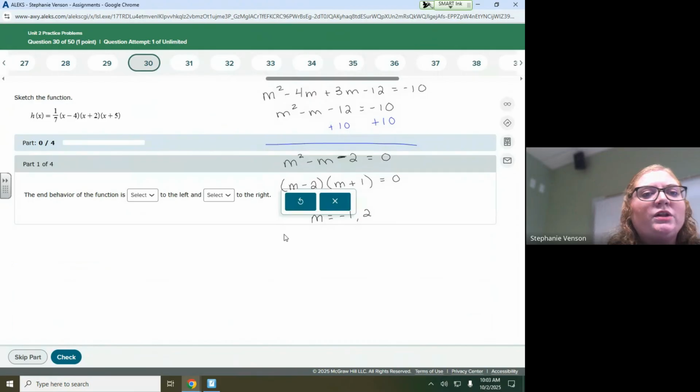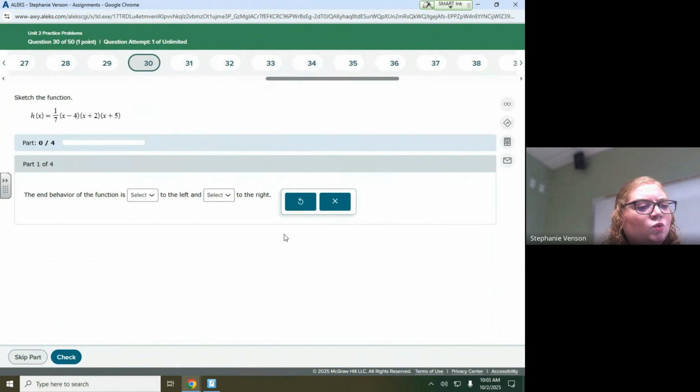Okay, so you could have one like this too. This would be another example of one you could have that will have to do with graphing it or sketching the function. So h of x is equal to 1/7 times x minus 4 times x plus 2 times x plus 5. So just writing it down to get familiar with it, I think that's important.